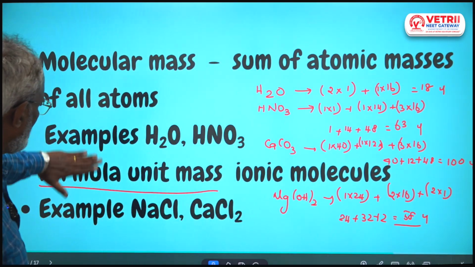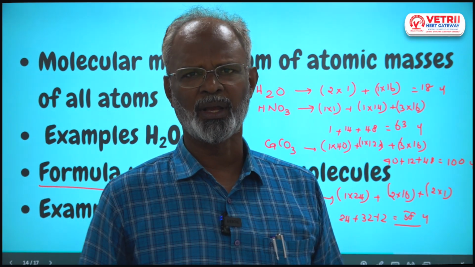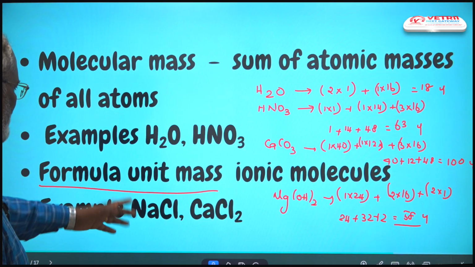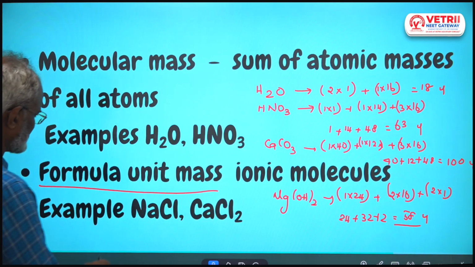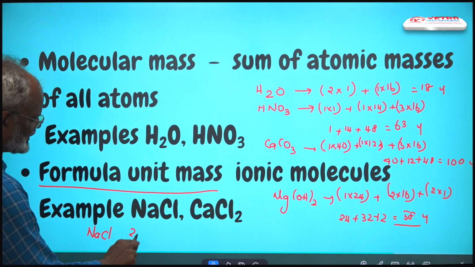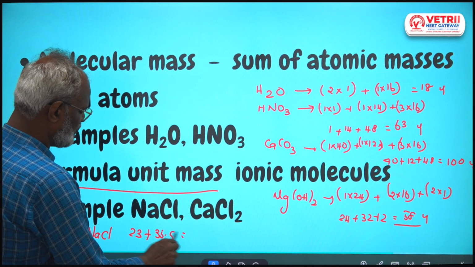Otherwise, formula unit mass is the same as molecular mass. The same way only you calculate. The formula unit mass is done for ionic substances. You are given two examples here. The first example is NaCl, which is an ionic substance. So 23 for sodium plus 35.5 for chlorine. If you add, you will get 58.5.